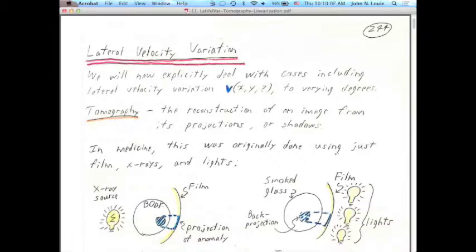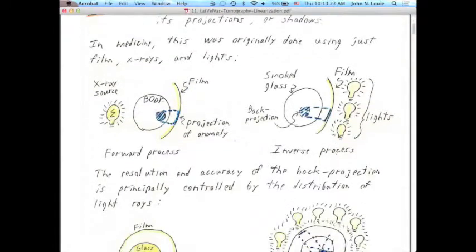So tomography gets defined in somewhat recent times as the reconstruction of an image from its projections. And what is a projection? It's a shadow. Okay? And in medicine, this was originally done using shadows, lights, film, X-rays. In the forward data gathering process, you would illuminate a body with an X-ray source, and you would wrap a sheet of film around the other side of the body.